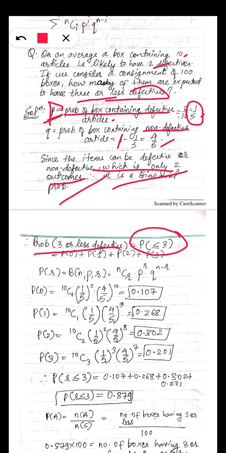P of R less than or equal to 3 is nothing but P0, a box containing no defective articles, plus a box containing 1 defective article, plus a box containing 2 defective articles, plus P3. So these are the probabilities I want to calculate. So this contributes to 3 or less than 3 defective articles in a box.